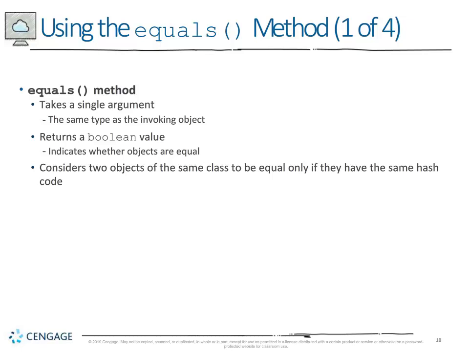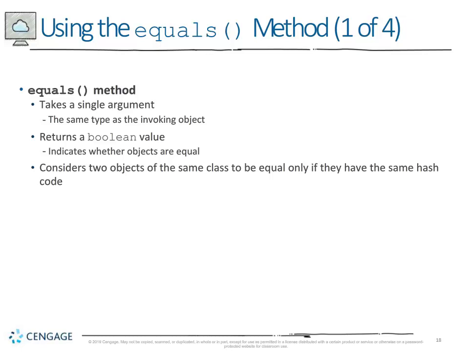This method returns a Boolean value indicating whether the objects are equal. This equals method considers two objects to be equal only if they have the same hash code. In other words, they are equal only if one is referenced to the other. For example, two bank account objects named my account and your account are not automatically equal, even if they have the same account numbers and balances. The inherited equals method returns true only if they have the same memory address.